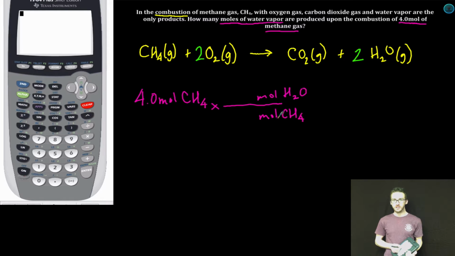Now, what's the relationship between moles of H2O and moles of CH4? According to our balanced chemical equation, for every 1 mole of CH4, I'll make 2 moles of water. I don't even need a calculator here. 4.0 times 2 divided by 1, I'm going to make 8.0 moles of water vapor.